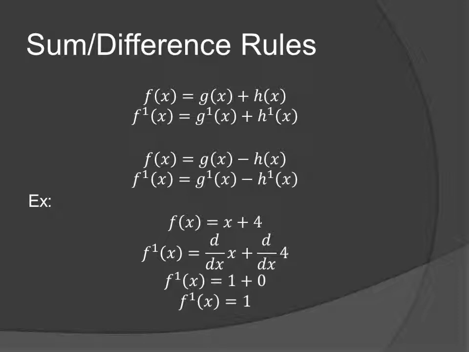So for an example, if f of x is equal to x plus 4, then you take the derivative of x, and you take the derivative of 4, and you add them together. The derivative of x is 1, and the derivative of 4 is 0. So the derivative of this function is 1 plus 0, which is 1.